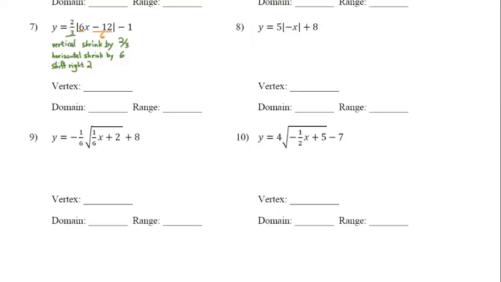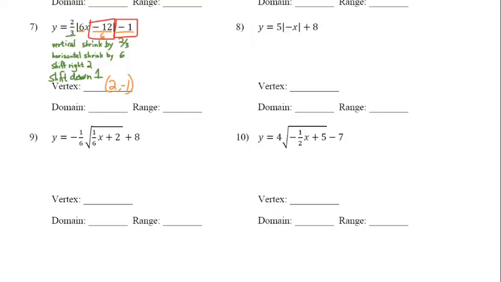And last but not least, this -1 out here, it's a shift because it's subtracting, shift down 1. And your vertex for this one is +2, -1. Remember, take this inside number and flip it. So it becomes +2, and take the outside. Whatever you're adding or subtracting on the inside, comma, whatever you're adding or subtracting on the outside.